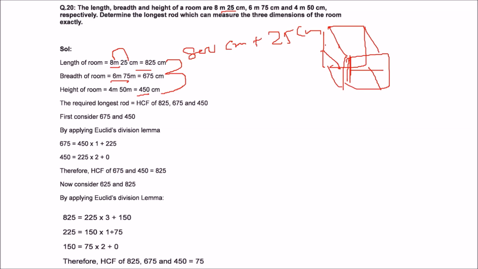First we will take these two, or any of these you can take. You can take these two and find out the HCF. I know that you'll be able to find out HCF by now. So HCF is 225 here, right? Now let us take 225 and 825. Find out the HCF of these two, you get 75. And so this is the longest length of rod which can be used to measure the three dimensions.